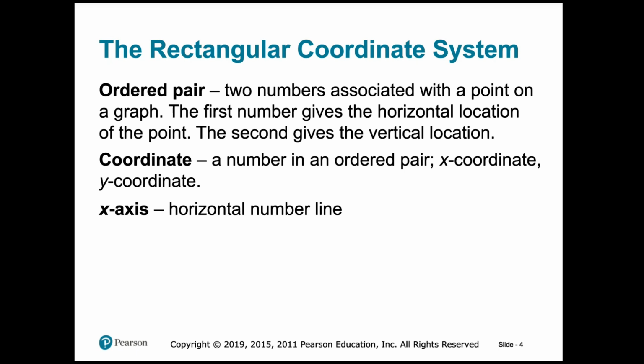Next is our x-axis. Our x-axis is our horizontal axis. Remember, horizontal, like the horizon, goes from side to side. It is labeled like a number line, which means that our y-axis is what? Vertical. Our y-axis is our vertical number line.